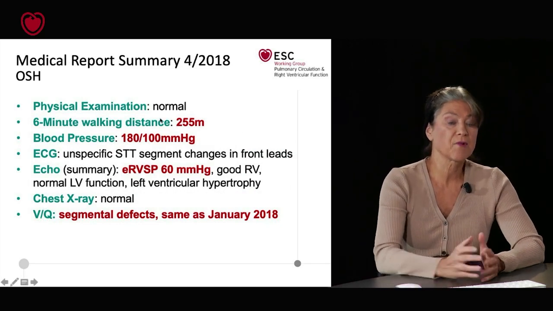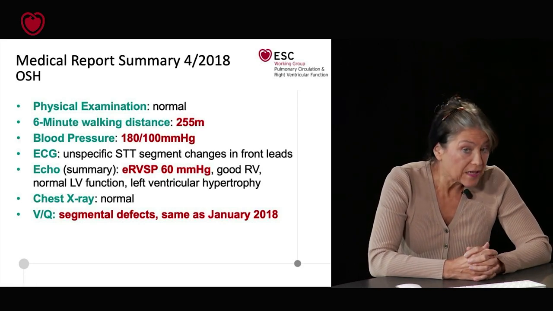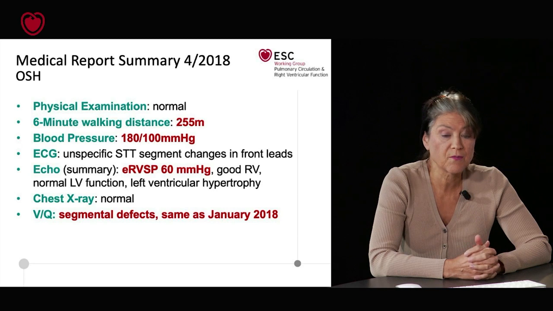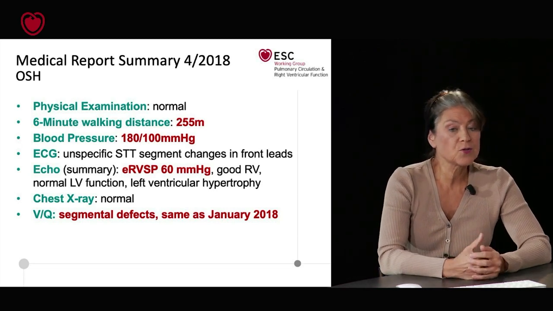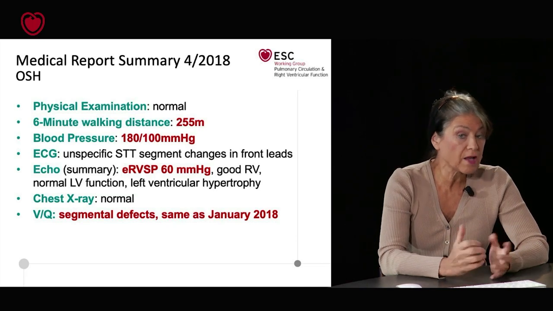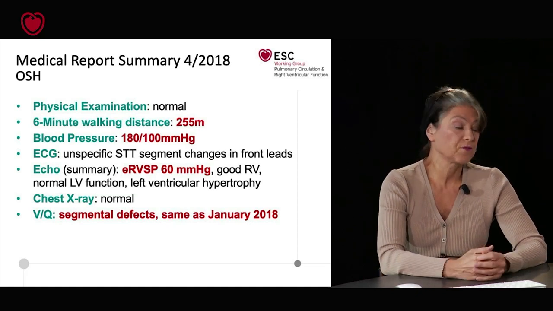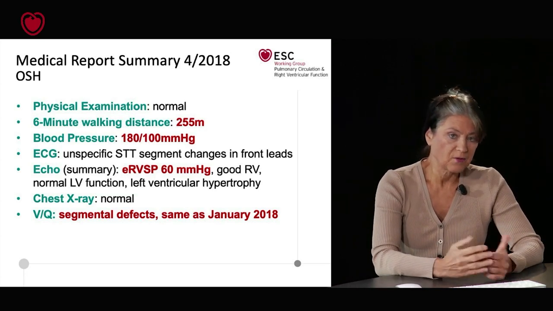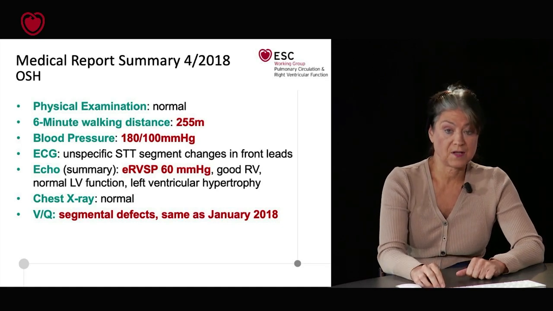This is a medical summary report that we had at the time from an outside hospital. She walked very little, 255 meters. She was also systemically hypertensive with a blood pressure of 180/100, and that she knew for a couple of years. Talked about the EKG. In the echo, right ventricular systolic pressure was estimated at about 60. She had good right ventricular function, but definitely signs of pulmonary hypertension. Normal left ventricular function with some left ventricular hypertrophy. Normal chest X-ray. And on repeat VQ, segmental defects, just like the ones seen in January 2018.